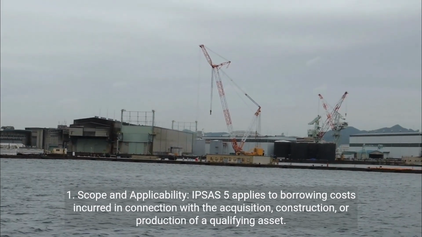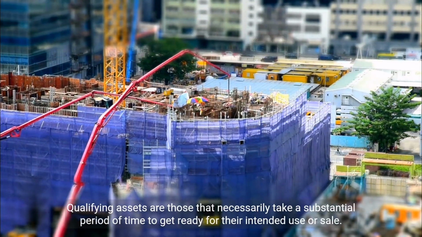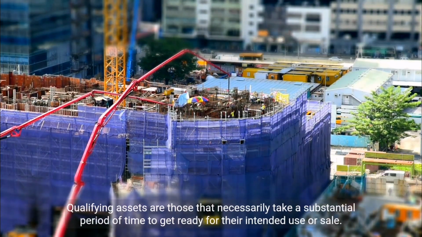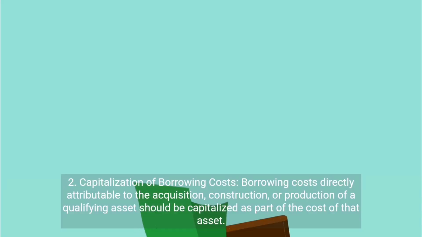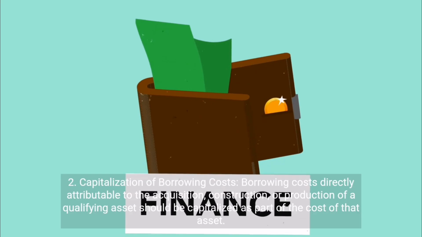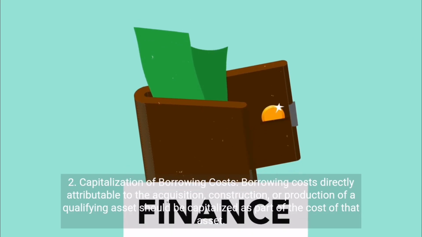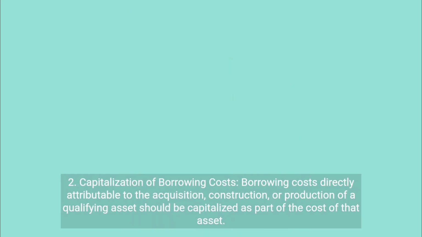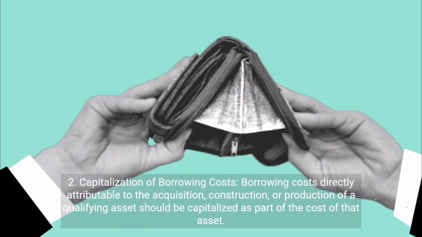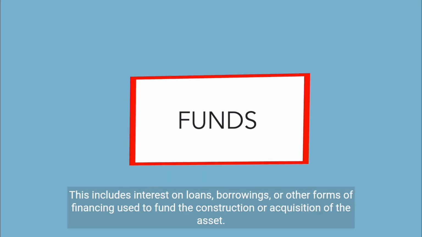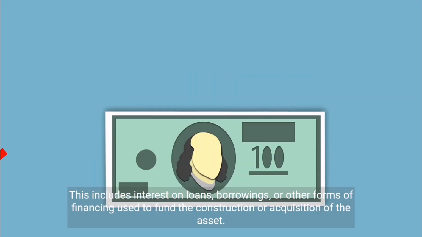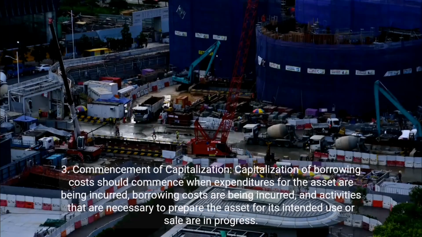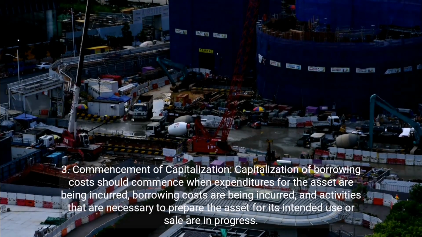a qualifying asset. Qualifying assets are those that necessarily take a substantial period of time to get ready for their intended use or sale. 2. Capitalization of borrowing costs. Borrowing costs directly attributable to the acquisition, construction, or production of a qualifying asset should be capitalized as part of the cost of that asset. This includes interest on loans, borrowings, or other forms of financing used to fund the construction or acquisition of the asset.